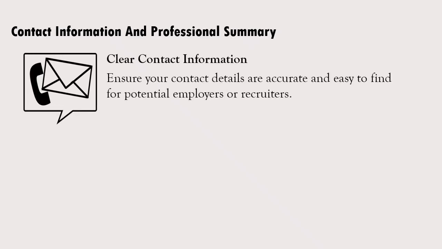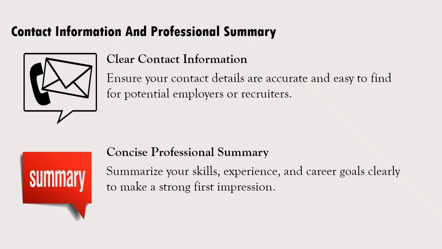Now, the first one is the contact information and professional summary. Here we need to give clear contact information. This will ensure the contact details are accurate and easy to find for potential employers or recruiters. The second thing to be considered here is we need to write a short, summarized professional summary which will include these important things: skills, experiences, our career goal, and we need to make a strong first impression. So these two are very essential.